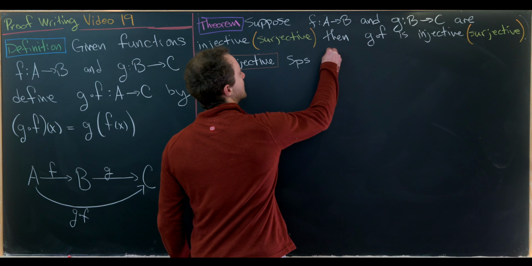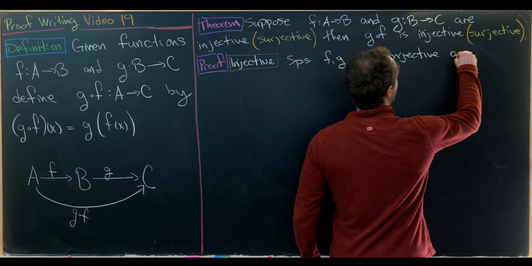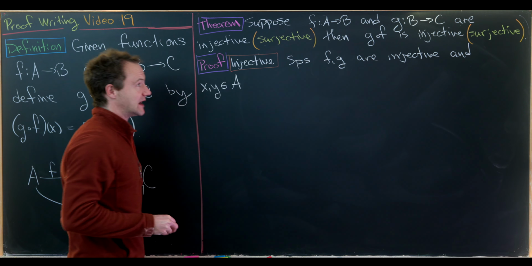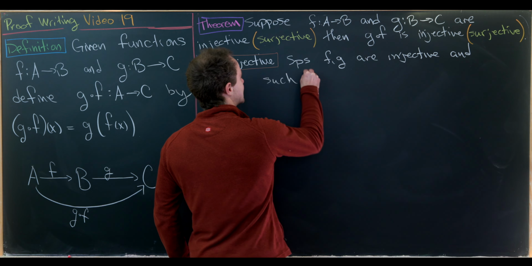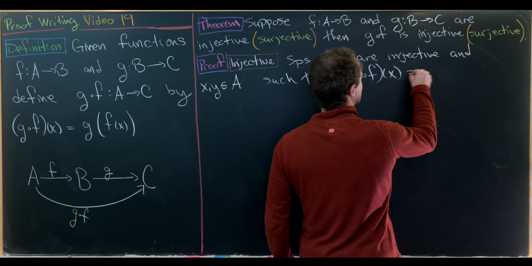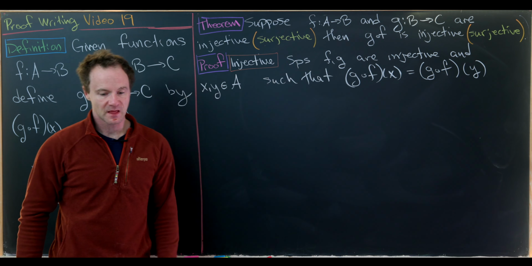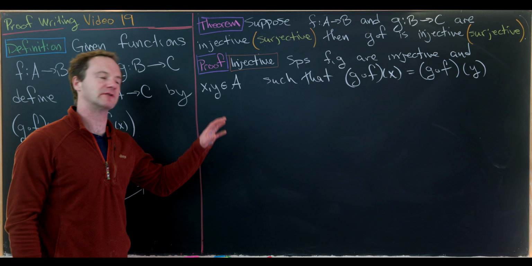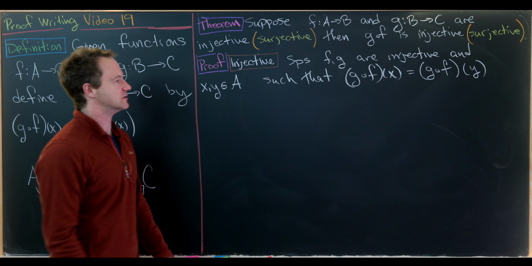So let's suppose that f and g are injective, and that we have x and y in the domain of g composed with f, so that will be in A, such that when we apply g composed with f to x, we get the same thing as applying g composed with f to y. And what we'd like to do is see that this leads to having x equals y. Recall that that was our standard outline for proving something was injective. Okay, so let's see how we can do that.